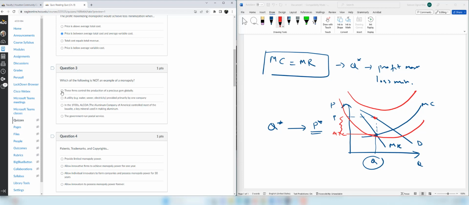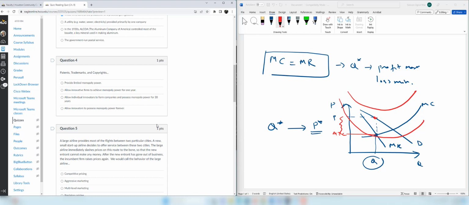In monopoly, you have one company. In oligopoly, you have dominant firms, more than one. Question 4. Patents, trademarks, and copyrights provide limited monopoly power. That's the correct answer. For patents, for example, you can have the only sole producer of the product for 20 years. So it gives a limited monopoly power.